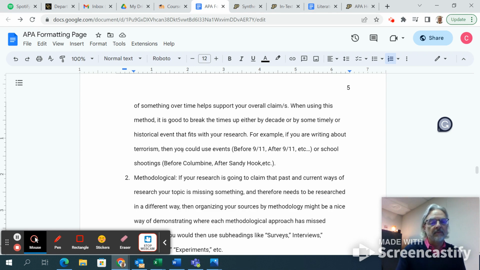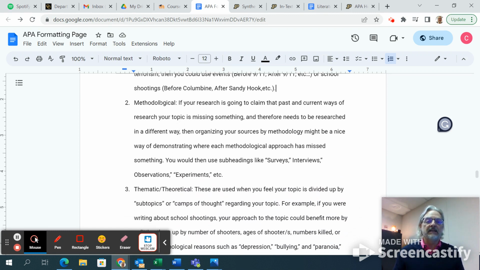The same would go if you were writing about school shootings: before Columbine, after Sandy Hook, or whatever. What are the things that change? So in that particular scenario, it might be gun laws. You're tracing gun laws and how they are looked at and how they need to change and how nothing has happened or too much has happened, or whatever your particular sources and how they're talking about it would also help you with how you might group those and organize them.